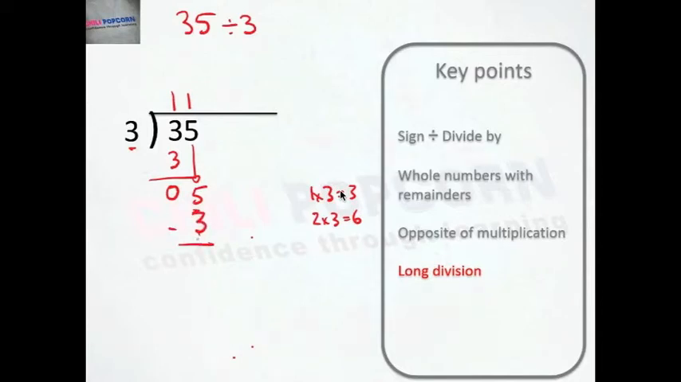So 1 times 3 is again 3. 5 take away 3 is 2. Now 3 is bigger than 2, so it's not going to go into 2. We've got no more digits left here, so that's 11 remainder 2. So that's the answer: 35 divided by 3 is 11 remainder 2.